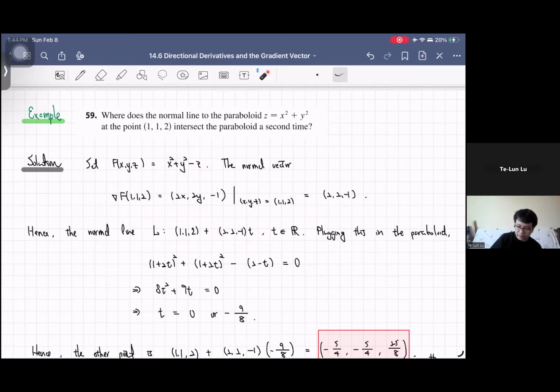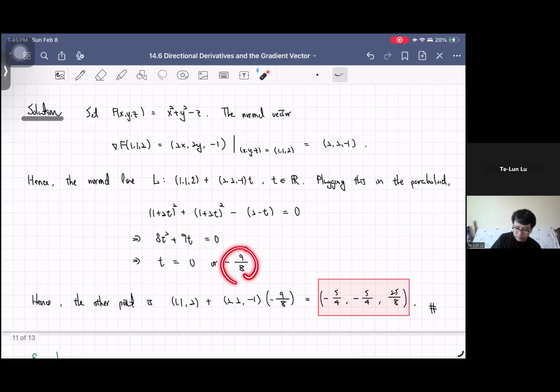To solve for another point, you simply plug this equation into this paraboloid, which gives you (1 plus 2t) squared plus (1 plus 2t) squared minus z, which is 2 minus t. And then you get t equal to 0 or minus 9 over 8. You can see that t equal to 0 is just (1, 1, 2), so that is basically what the problem is saying: (1, 1, 2) is on the surface, right? And this will simply be another point.